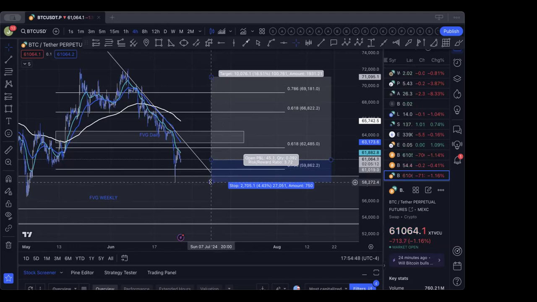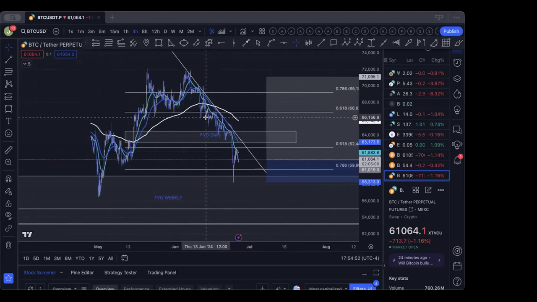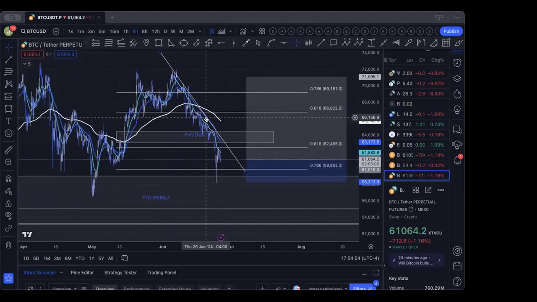I'm just doing Bitcoin perpetual trading. That's it. And how many trades a day do you take on average? Like 1 or 2. Okay, so you're not overtrading. I'm just trying to find a way to get a successful trade.